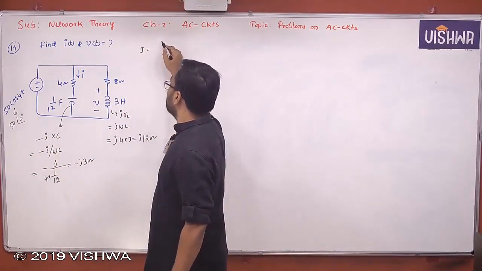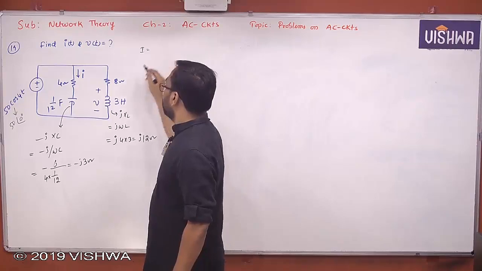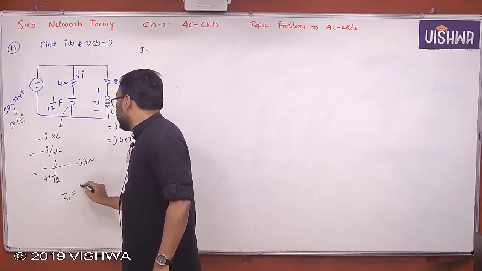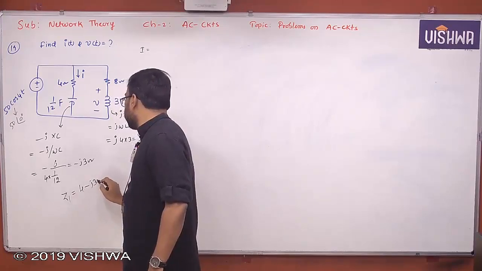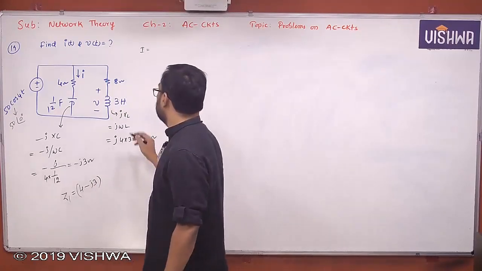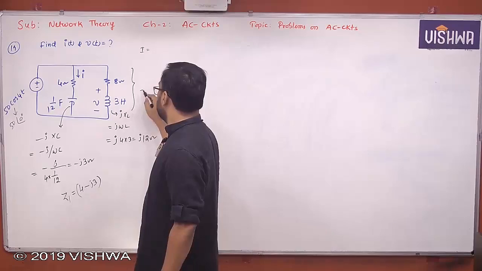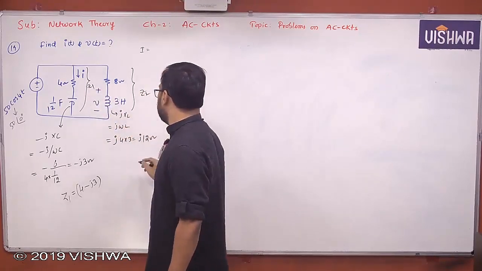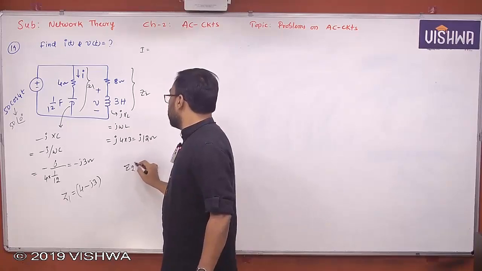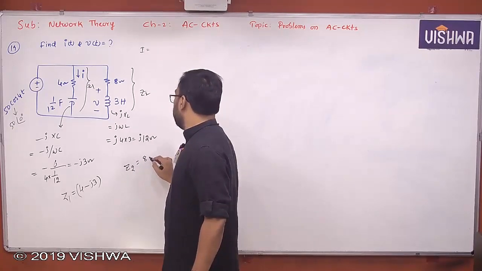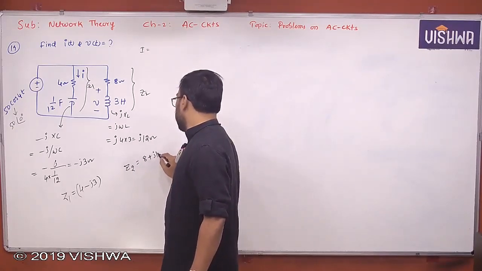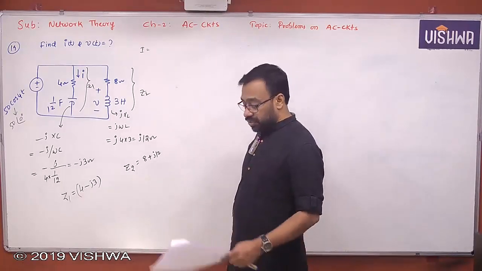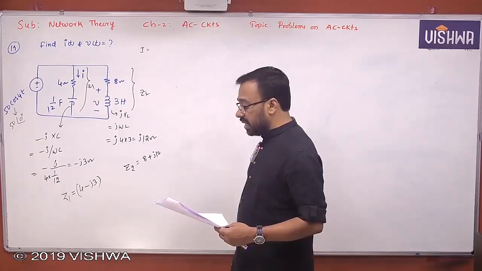So what is this V by? Okay, say this is Z1. What is Z1 actually here? Z1 is 4 minus j3. Okay. What is Z2? This is Z2 and this is Z1. Okay. What is Z2? Z2 is 8 plus j12. I hope you understand this. Okay. 8 plus j12. You have Z1 as 4 minus j3 and Z2 as 8 plus j12.